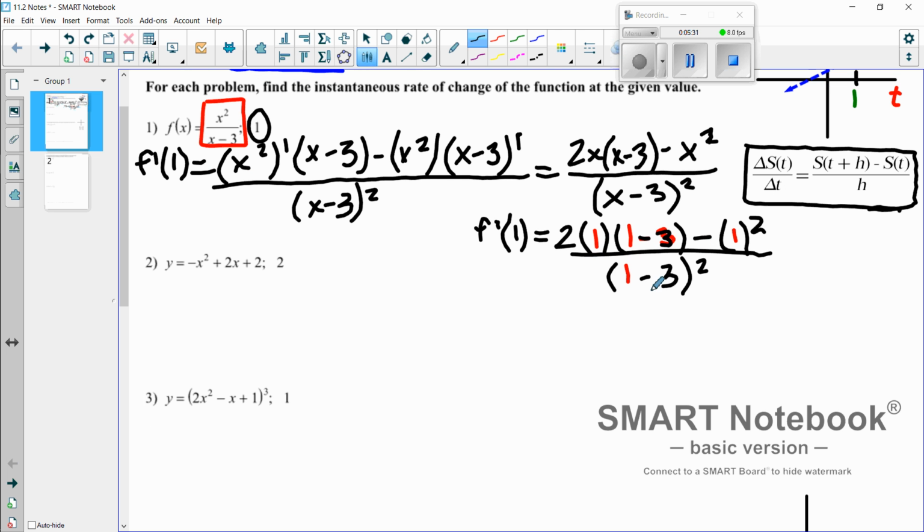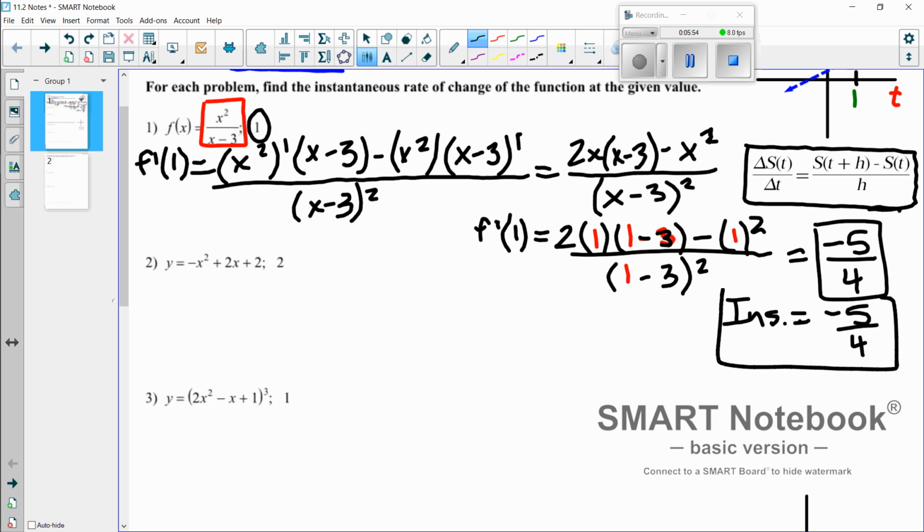And you can do this mental math however you want to do it, but you should get here negative 5 over 4. Okay, and we're just going to leave it as negative 5 over 4. Maybe you want to write it as instantaneous, just to denote that as instantaneous, and maybe box it like that.